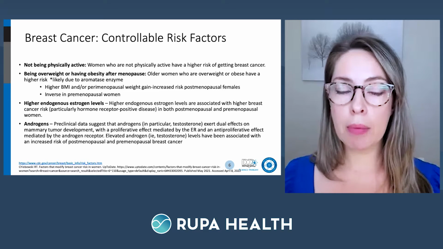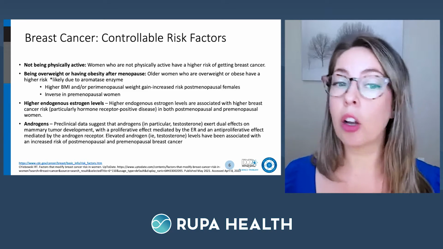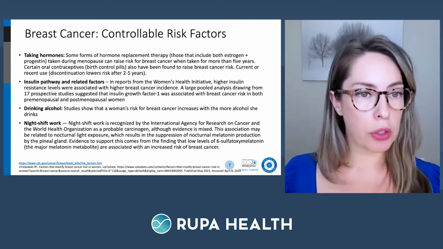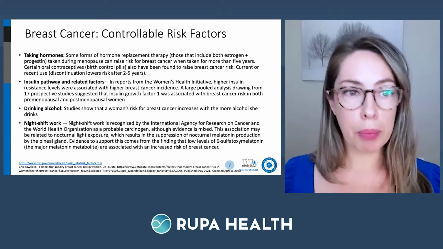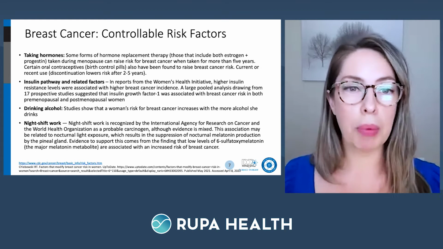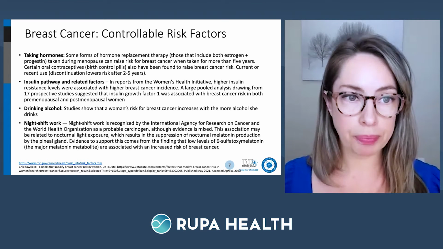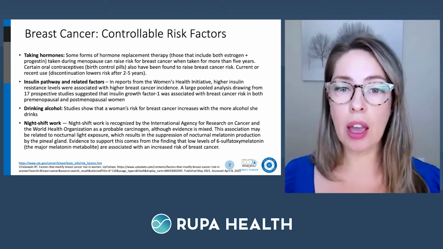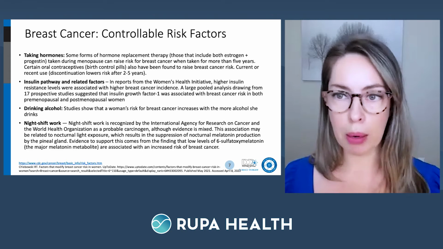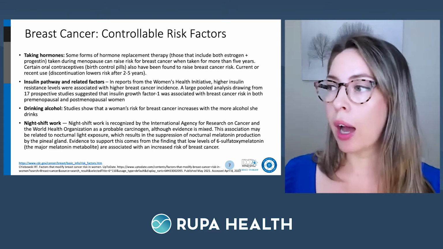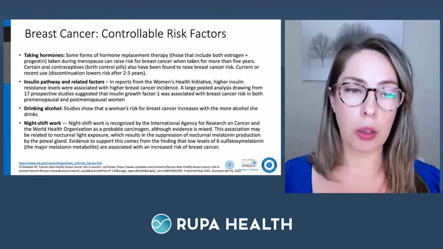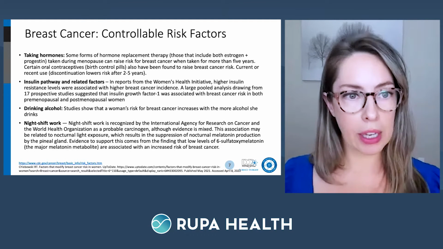Androgens have also been implicated, and that gets a little bit more complicated, and I'll talk about that as we move forward. So certainly taking hormones in supplemental form, and that is specifically the progestins, or the combination of estrogen and progestin. Insulin pathways that become irregular, so insulin resistance, leptin resistance, metabolic syndrome, all of that type of subject matter. Drinking alcohol, also night shift work has been associated with a greater increase of breast cancer risk.